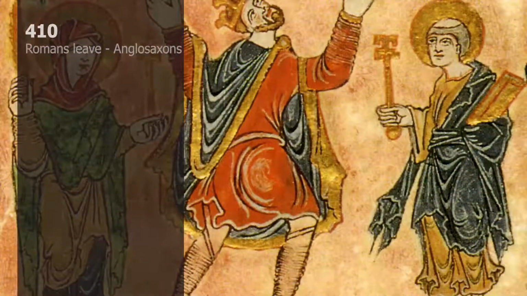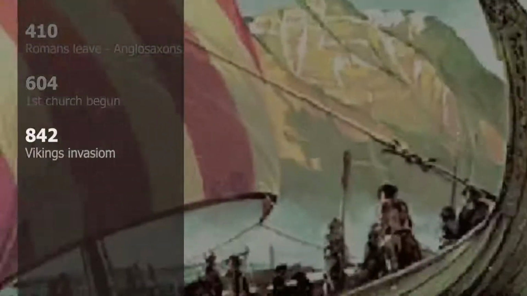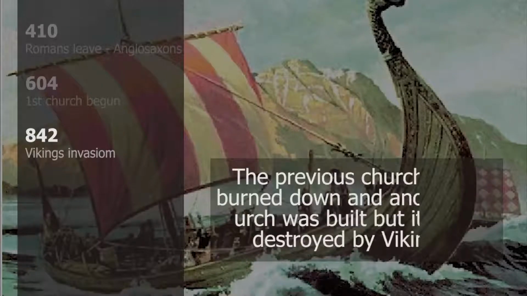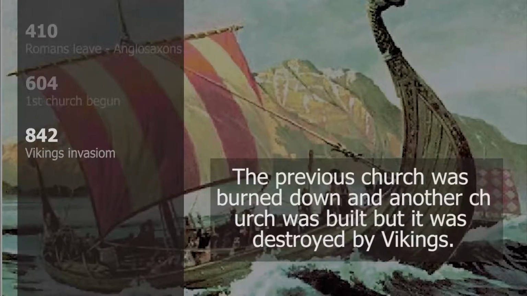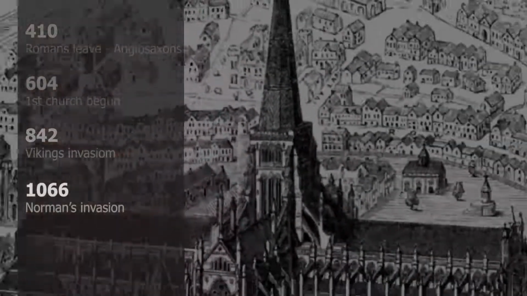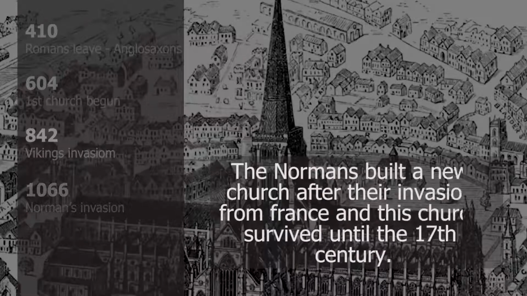401: Romans leave, Anglo-Saxons arrive. 604: First church begun. The first church was built by the East Saxons, who would have been just recently Christians. 842: Vikings invasion. The previous church was burned down and another church was built, but it was destroyed by Vikings. 1066: Normans invasion. The Normans built a new church after their invasion from France, and this church survived until the 17th century.